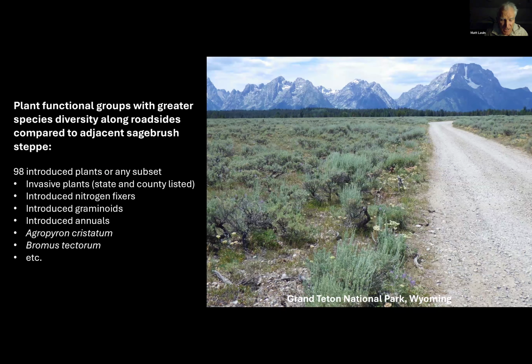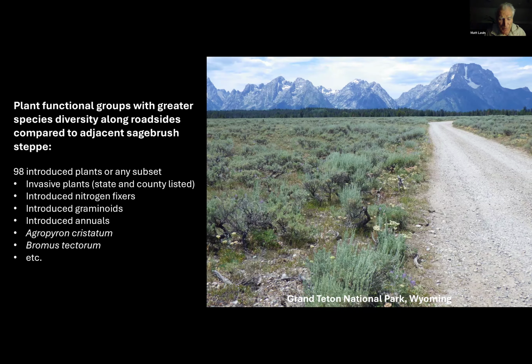All right. Of the functional groups showing plant functional groups with greater species diversity along roadside than in adjacent sagebrush steppe, it was really only basically one functional group, and that is the introduced plant species. We sampled a total of 648 species in this study in these 142 transects. Of these, 98 or 15% were introduced plant species.